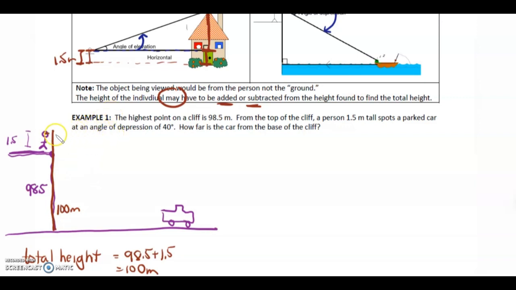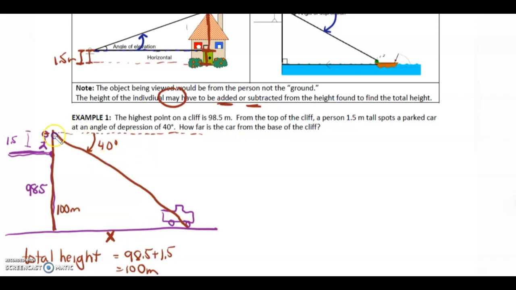And now the angle of depression. So remember, this person's eyesight, we always have to consider the horizontal. The angle of depression means that we're going to go from the horizontal down 40 degrees. Okay, and that's how he views the car. Now our question is, how far is the car from the base of the cliff? So we're looking for this X value.